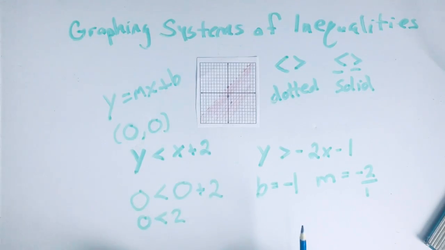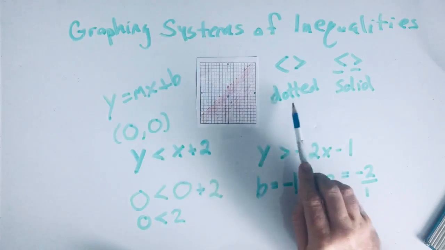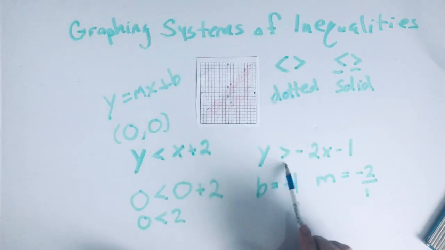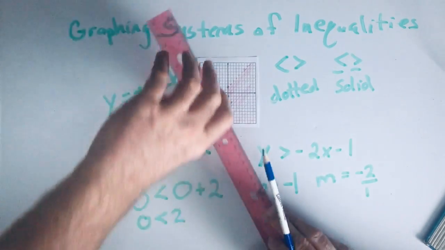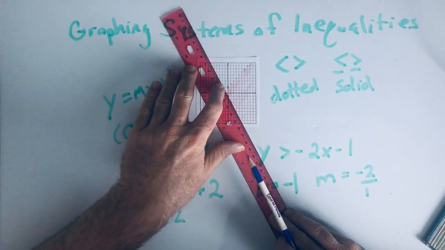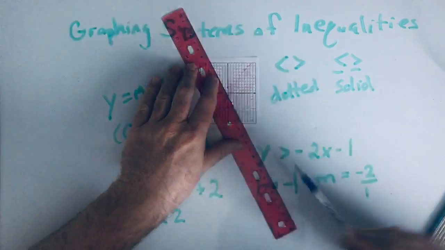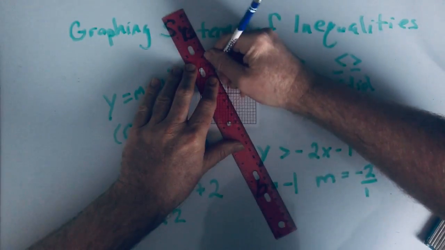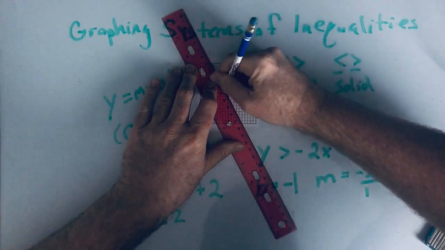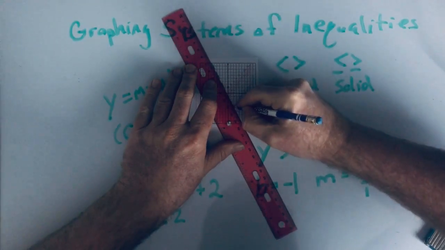into a dotted line. Because we're going to do dotted because it is greater than. No line underneath it. No line underneath it, so it's going to be dotted. So I'm going to connect these 2 points with a dotted line.